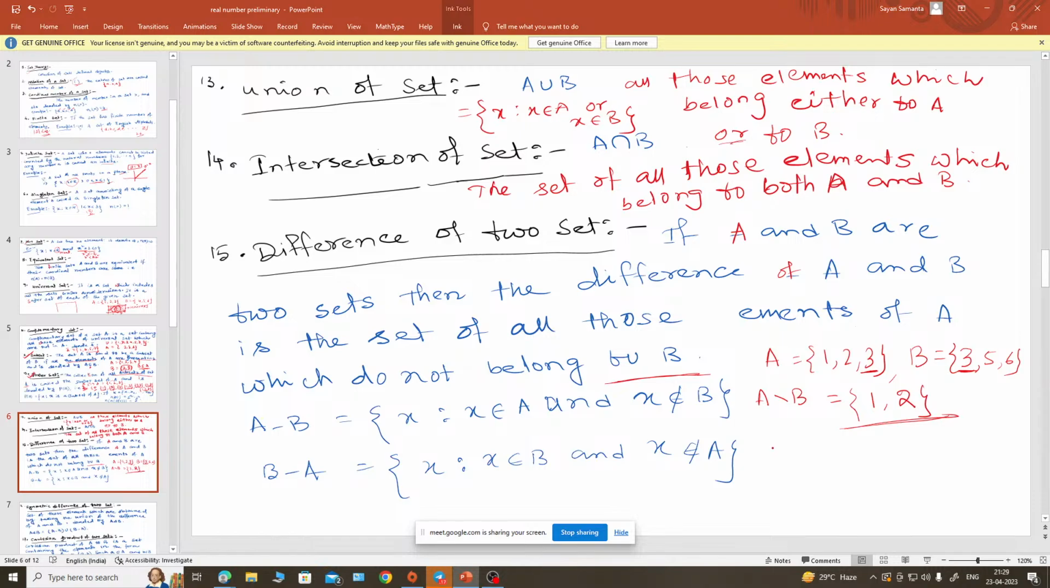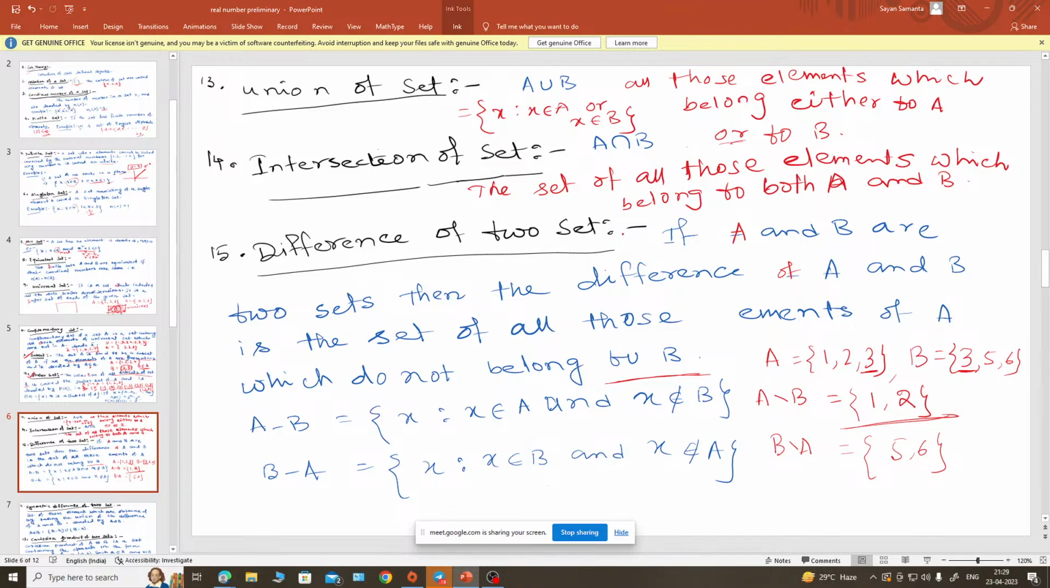In this type of question, if we read B minus A, then x belongs to B but x does not belong to A. That is, we can write 5 and 6. That is B minus A, and A minus B equals 1 and 2. Is it clear to everyone? That is called difference set.